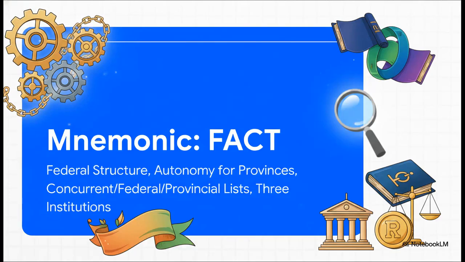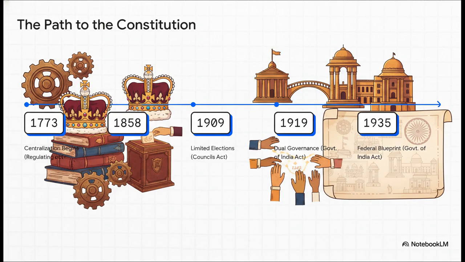And our final memory trick for today is fact. F for the proposed federal structure, A for the new autonomy given to the provinces, C for the 3 lists, concurrent, federal, and provincial, and T for the 3 key institutional changes, including the creation of the RBI and federal court.